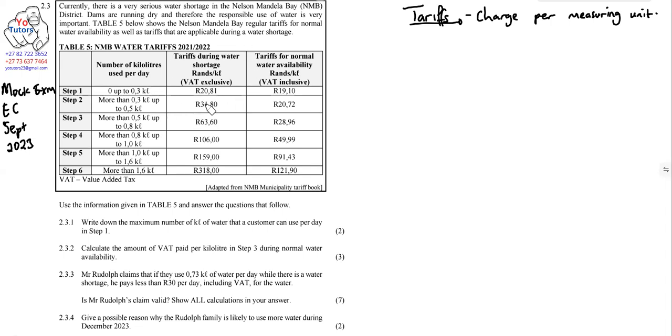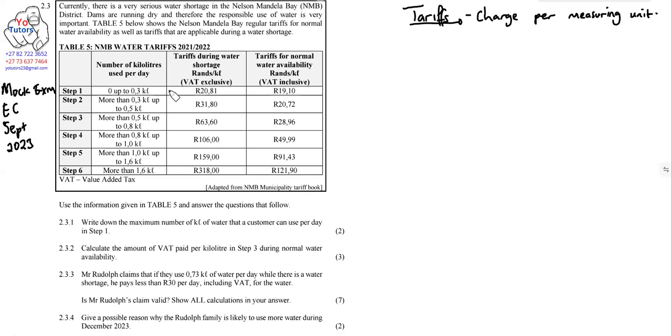Okay, so let's look at our example here. Currently, there is a very serious water shortage in the Nelson Mandela Bay district. Dams are running dry, and therefore the responsible use of water is very important. Table 5 below shows the Nelson Mandela Bay regular tariffs for normal water availability, as well as tariffs that are applicable during a water shortage. So here is what we have.